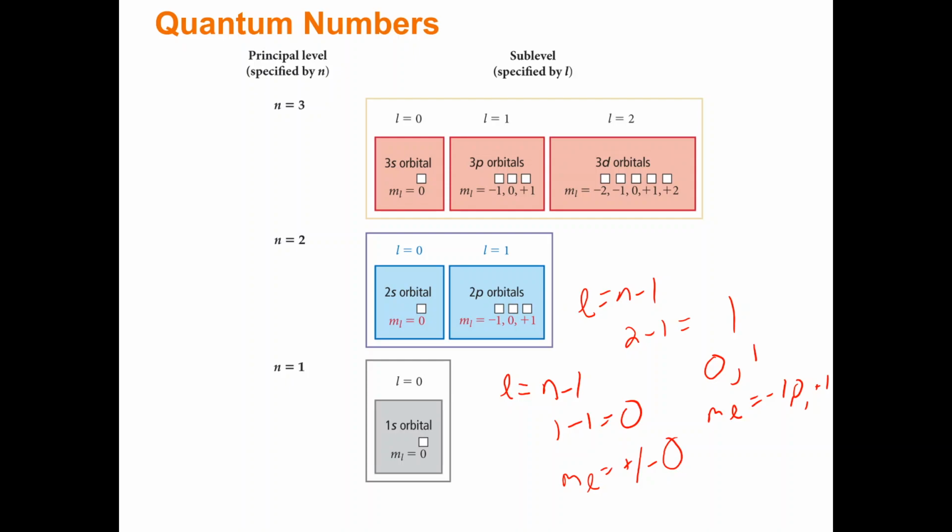Lastly, when we get up to n equal to 3, L is still equal to n minus 1. So 3 minus 1 is equal to 2. Now we get the introduction of the d orbitals. And m sub L can be minus 2, minus 1, 0, plus 1, plus 2. So you get 1, 2, 3, 4, 5 orbitals, and each can hold 2 electrons for a total of 10. So you just build in this way as you go. As you go higher in energy level, these different shells open up based on the allowed principal quantum numbers.